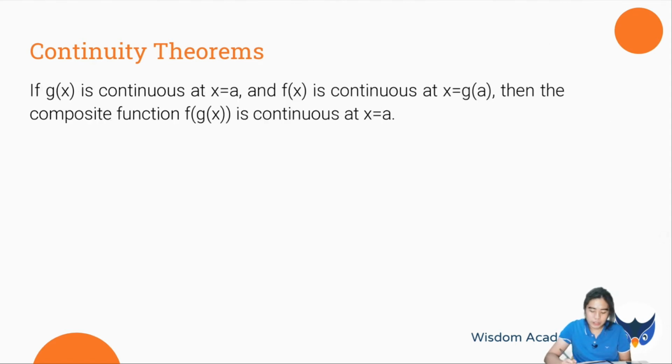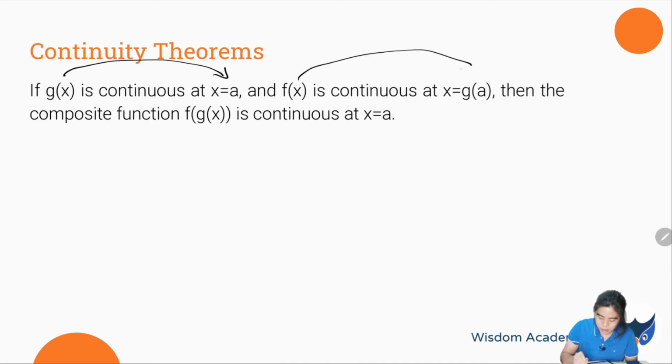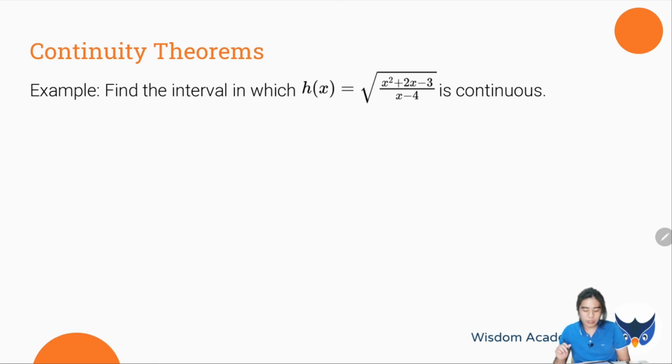So next theorem, if g of x is continuous at x equals a, and f of x is continuous at x equals g of a, then the composite function f of g of x is continuous at x equals a. Ibig sabihin lang yan, if papasok mo si g of x sa f of x, and continuous si g of x sa a, tapos continuous si f of x sa g of a, then yung composite function nila ay continuous at x equals a. So, illustrate natin yan through an example.